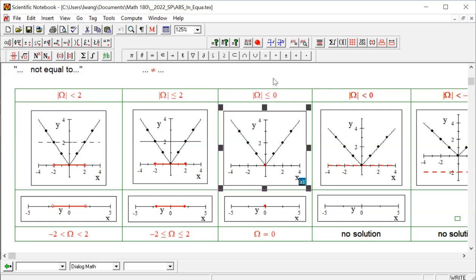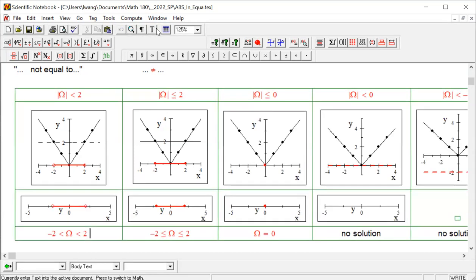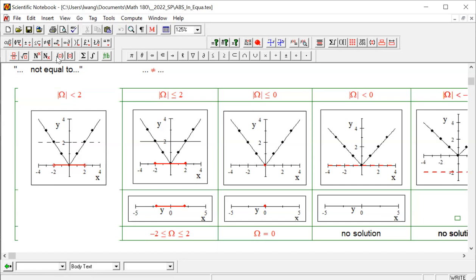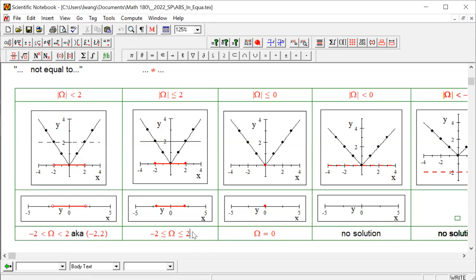In fact, in this case, there's only one solution, which is 0. And in these cases, it's the interval between -2 and +2. And in this case, it's between -2 and +2, which is an open interval. I'm also going to put AKA, something you saw in the last lecture, and put the interval right here.